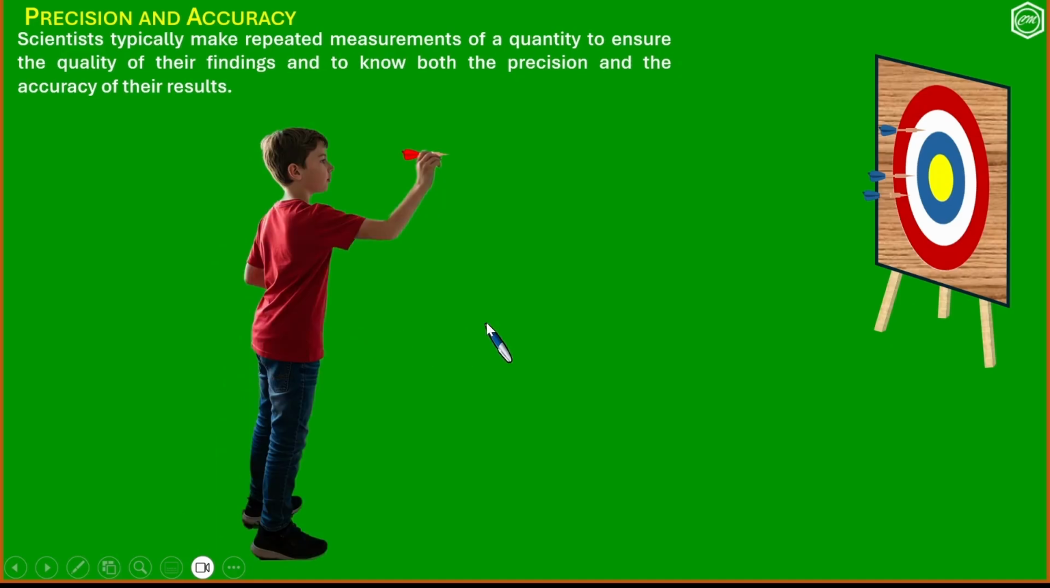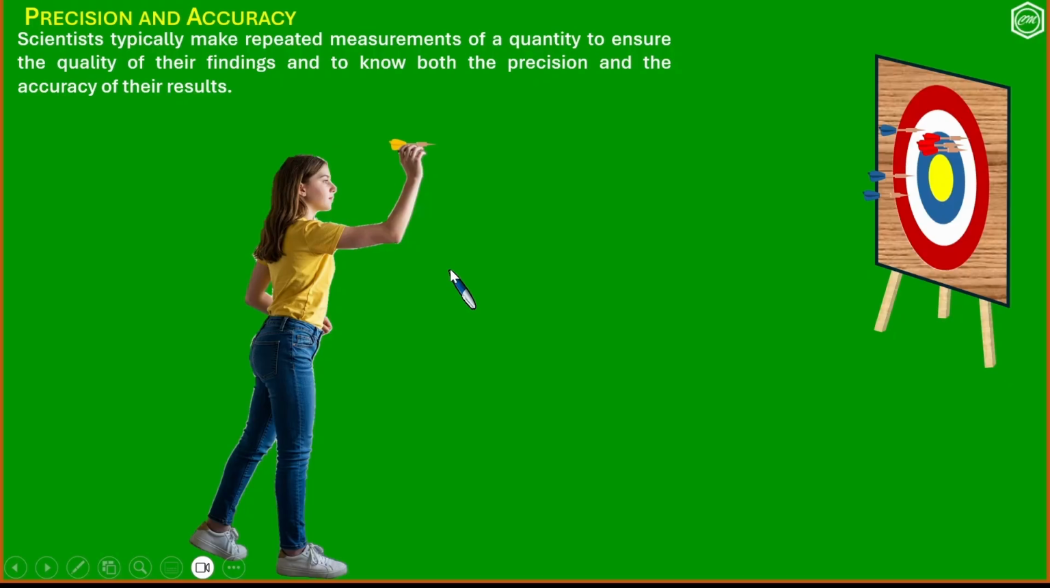Now it is the turn of Noel. This is Noel. He is ready to throw the dart. Now his first attempt. Oh, again, that also is outside the target. Two more attempts remain. Now his second attempt. Yeah, that also is outside the target. But that second dart is very close to the first one. Now his final attempt. So that also is outside the target. But one thing, all the darts hit nearby positions. So his throws are precise but not accurate because none hit the yellow spot.